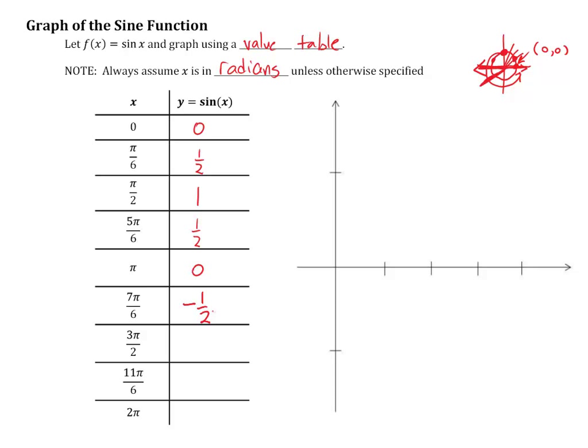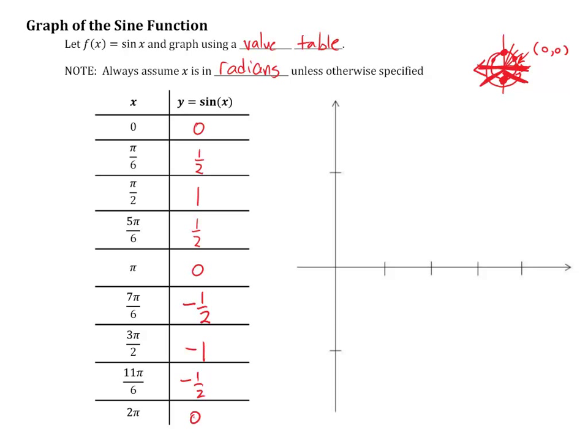If we do 3 pi over 2, that's going to give me a negative 1. 3 pi over 2 is, of course, down here at the bottom of that unit circle. And then 11 pi over 6 is going to give me a negative 1/2 as I come back around over here. And then when I get back to 2 pi, when I've gone all the way around the circle, right back to here, I get 0.